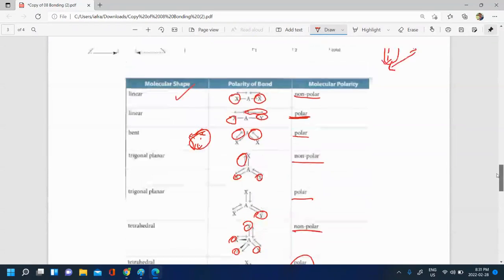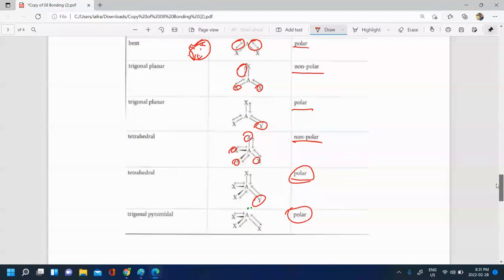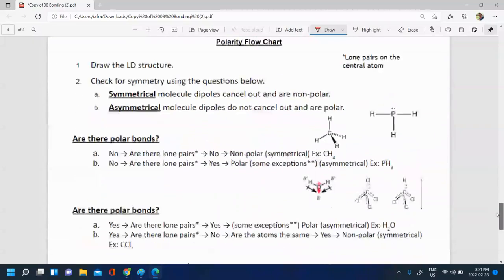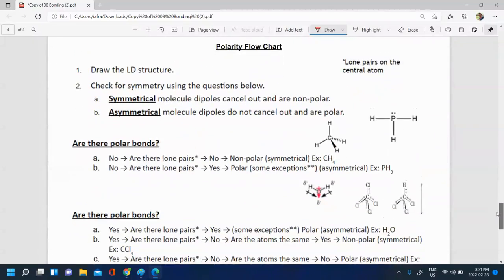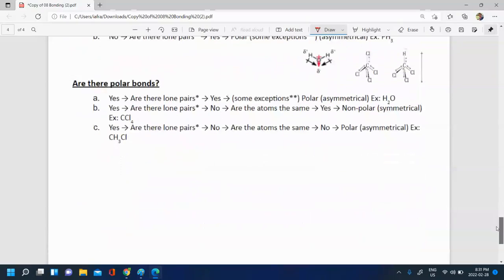And what you can do is you can take a look at a flow chart. And a flow chart like this one here can help you determine if you have polar molecules or not.